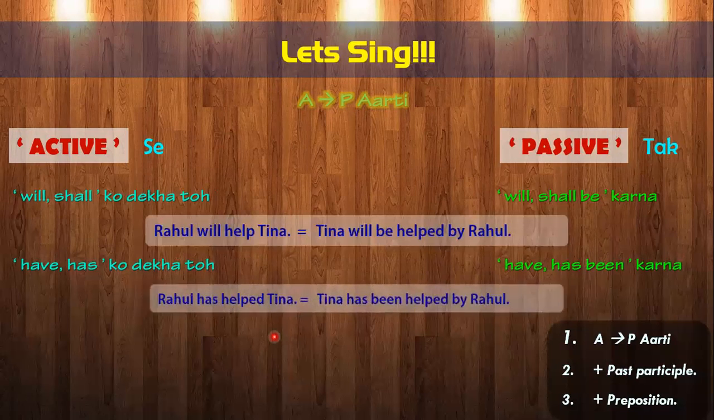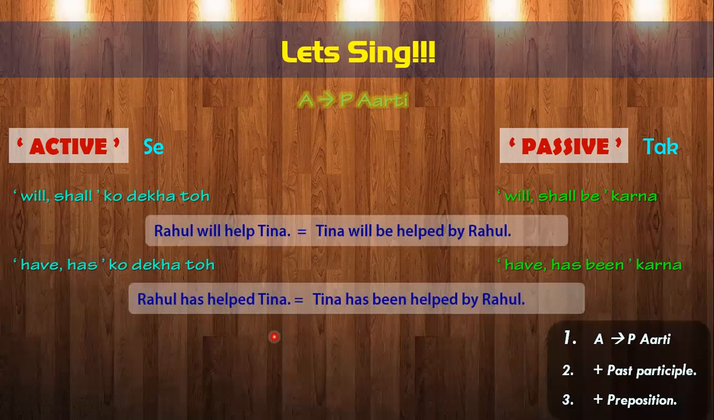Same goes with perfect. Rahul has helped Tina. But this time it's a perfect tense, it's not a continuous tense. So we are not going to use ing, we are going to use BEEN, that is being. Has changes to has been. Have changes to have been. The rest of the steps remain the same.